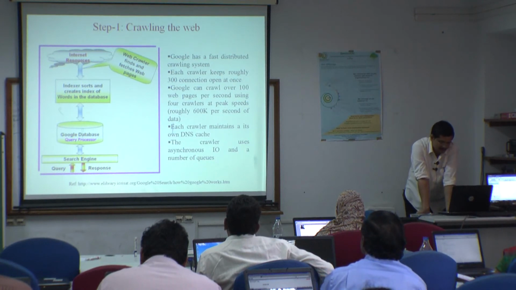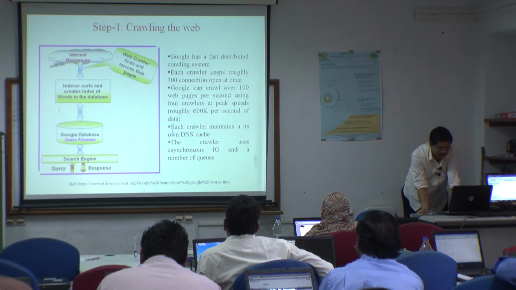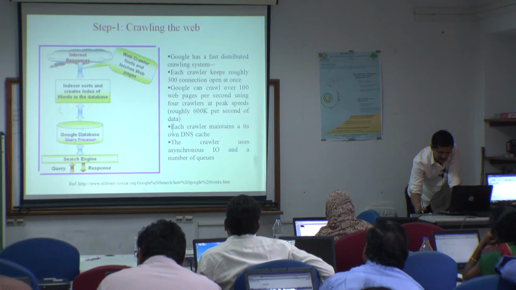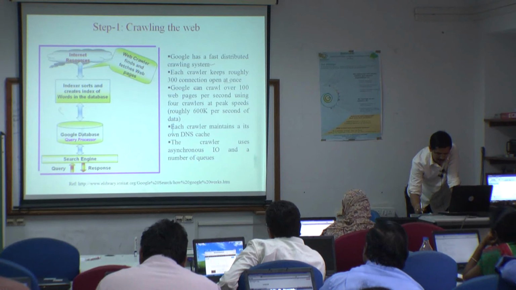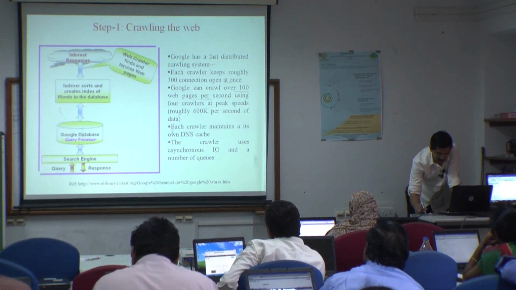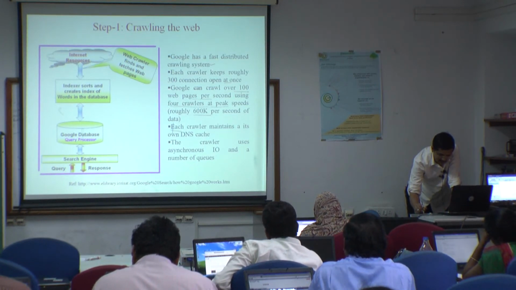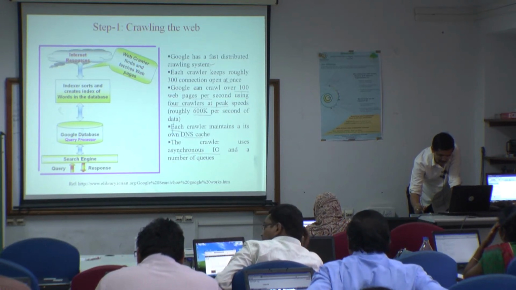Now the first step is crawling the web. So how does Google do those things? Google has a fast distributed crawling system. Each crawler keeps roughly 300 connections open at once. Google can crawl over 100 web pages per second using 4 crawlers at the peak speed of 600 kilobytes per second of data. Each crawler maintains its own DNS cache, and the crawler uses asynchronous input-output and a number of queues.